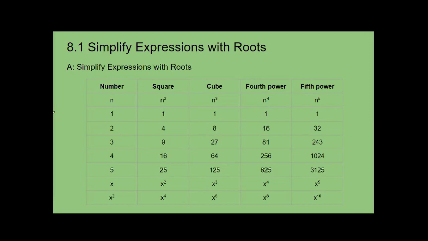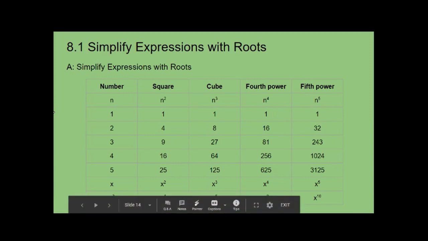So let's look at 2. 2 squared is 2 times 2, that equals 4. 2 times 2 times 2 equals 8. 2 times 2 times 2 times 2 is equal to 16. And then 2 times 2 times 2 times 2 times 2 is equal to 32. And then when we get down here, we get some variables just showing how you change the variable there.